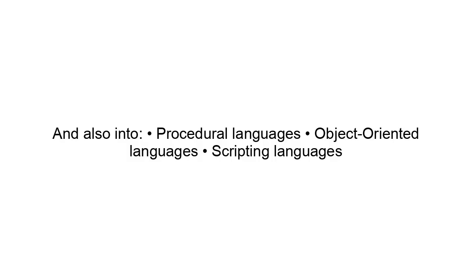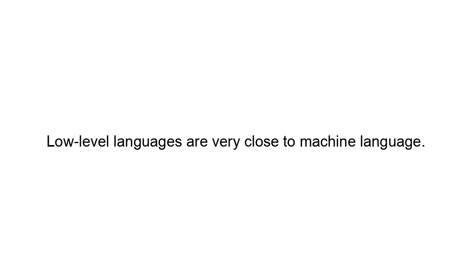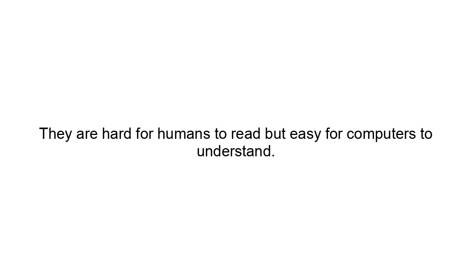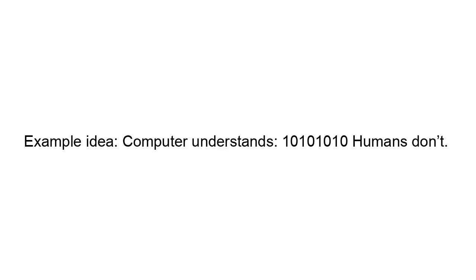Low-level programming languages. Low-level languages are very close to machine language. They are hard for humans to read but easy for computers to understand. They include machine language, assembly language. They work very fast, control hardware directly, are difficult to write, are not user-friendly. Example idea: computer understands 10101010. Humans don't. So low-level languages talk directly to hardware.